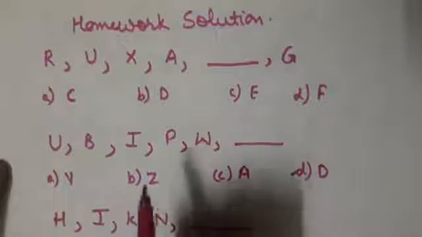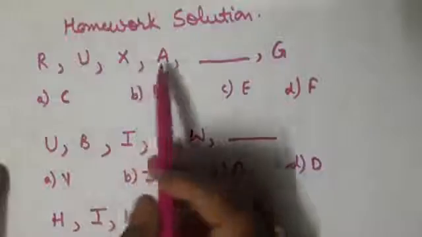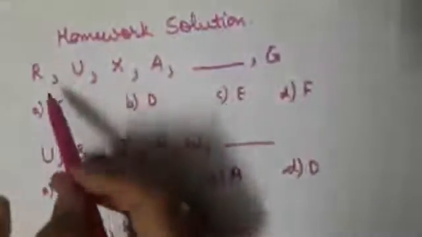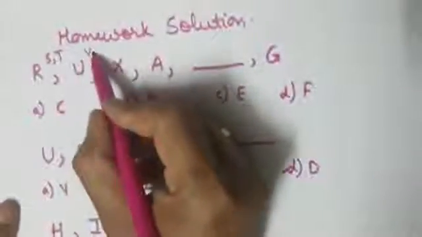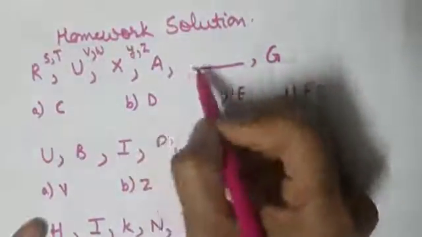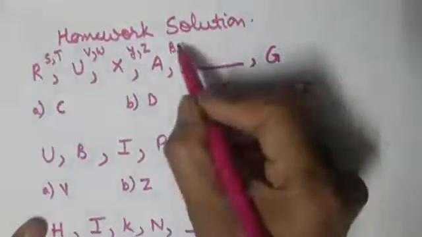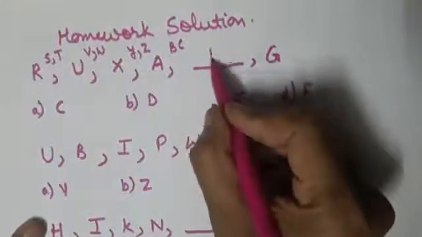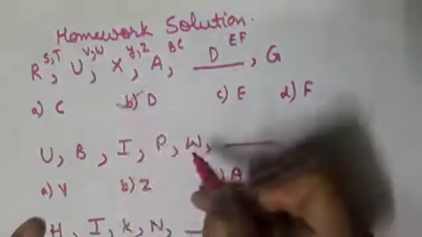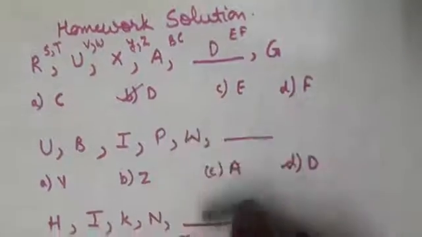Now let's discuss the previous homework solution. R U X A G. Now R, PQR, STU, VWX, YZA, BC. Now D will come. EFG will come. So our answer will be D. I hope you understood. Now let's move to the second one.